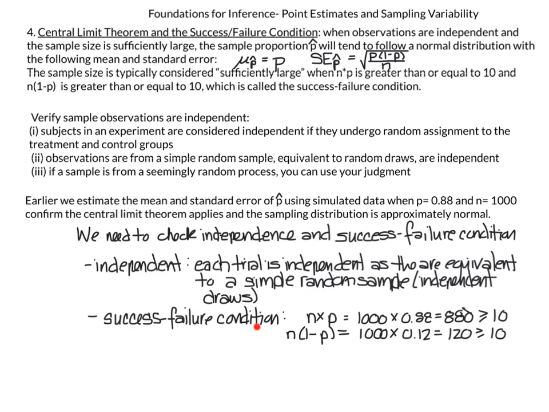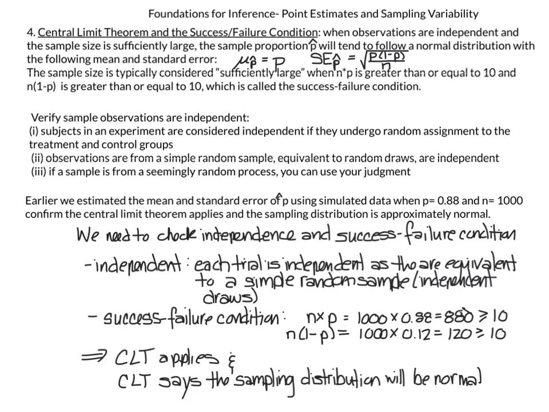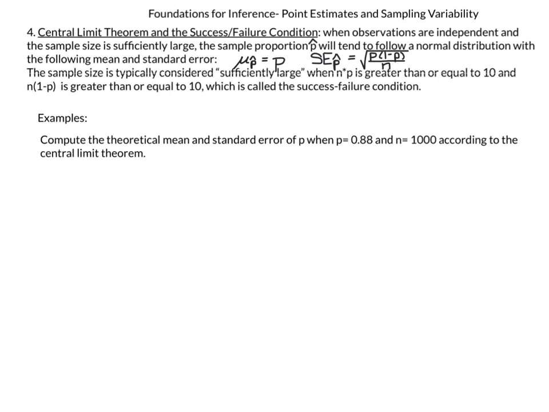Looking at our success failure condition, n times p, so n equals 1,000 times p, which is 0.88, equals 880, which is greater than or equal to 10. And n times 1 minus p, that's 1,000 times 0.12, is equal to 120, which is greater than or equal to 10. So now we can use the central limit theorem, which I abbreviated CLT, and it says the sampling distribution will be normal. Now we want to compute the theoretical mean and standard error of p hat when we know p is equal to 0.88 and n equals 1,000.